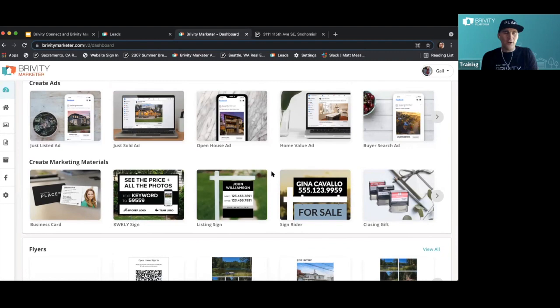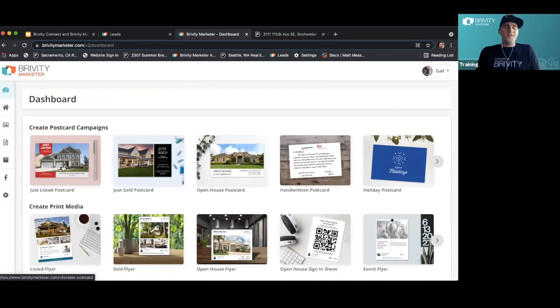So let's talk about the postcards and we'll move down the line here. These postcards are pretty cool. What we do is we hook into the MLS, and we've got that feed coming from the MLS called an IDX feed. And so every time, let's say Tanya, you go out tomorrow and you take a new listing and you go put it in.